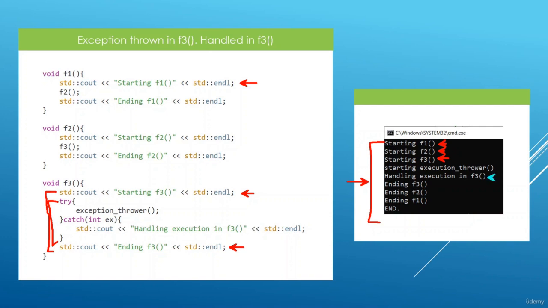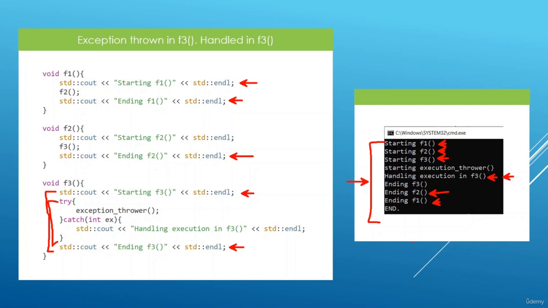So that's what we see here. Notice that the exception thrower function doesn't end properly, but the damage is limited to this function because all other functions are going to end properly. So we're going to end F3 as we see right here, and the controller is going to go back to whoever called F3, and that happens to be F2. We are going to execute the line here saying that we are ending F2 here. That's what we have here. And the controller is going to go back to whoever called F2. That's here. We're going to execute ending F1. We're going to say the message here, and our program is going to end.